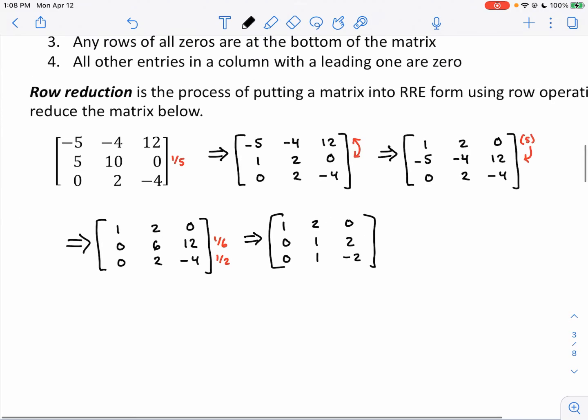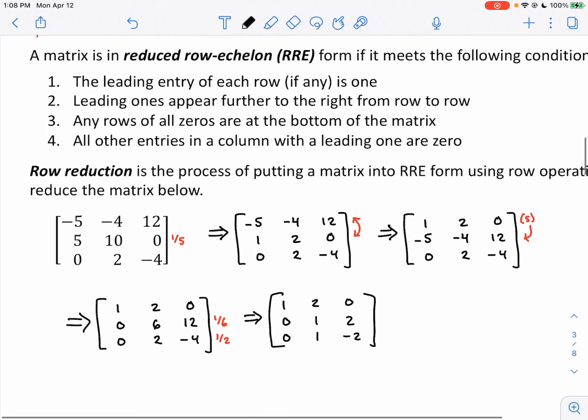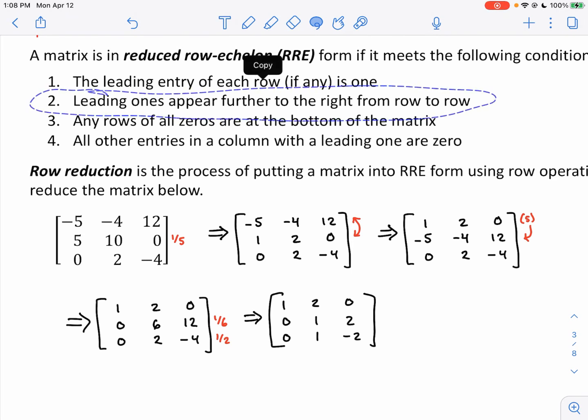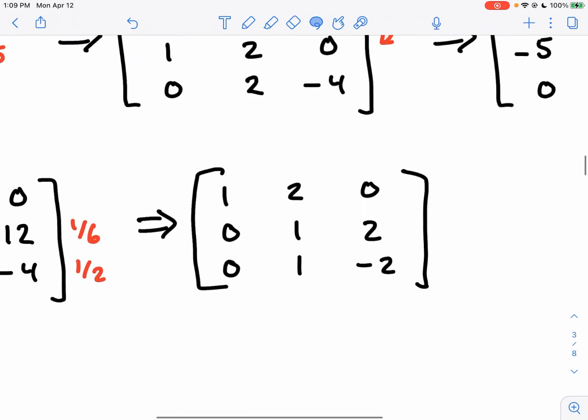All right, and this is where we're at now. Now I'm at a position where the first condition is completely met because the leading entry of each row is 1, and these two 1s are both leading entries. Now, the second condition says that leading 1s appear further to the right from row to row. So in the first row, the leading 1 is there. Second row, it's there. But in the third row, it's directly below. We don't want leading 1s to be directly stacked on top of each other. We need them to be further to the right as we go down the matrix. And so, in other words, this leading 1 we want to 0 out. And we're going to use the leading 1 directly above it to do it.